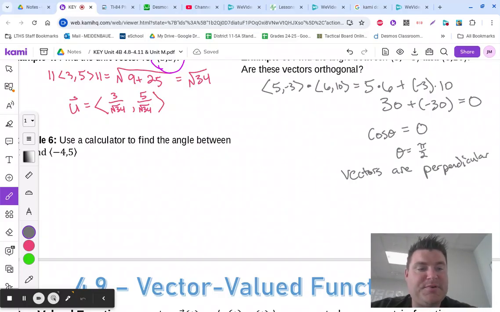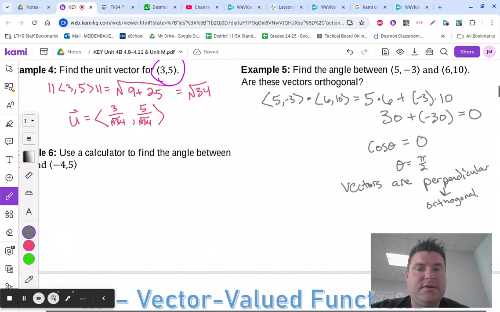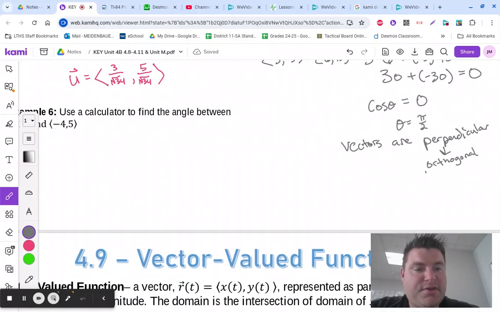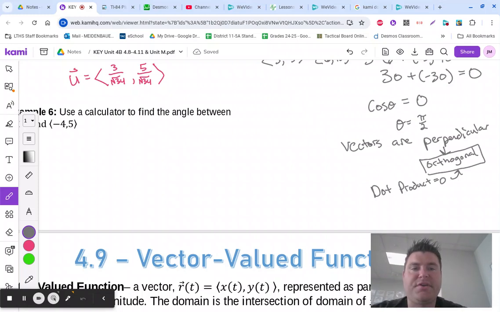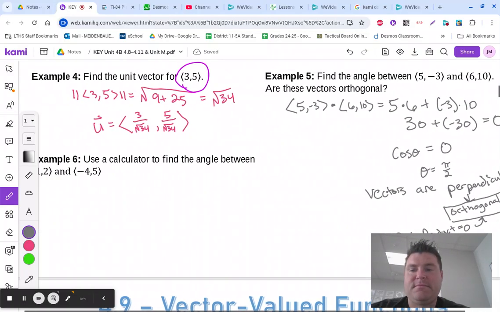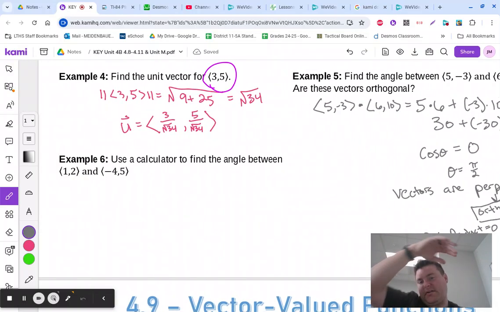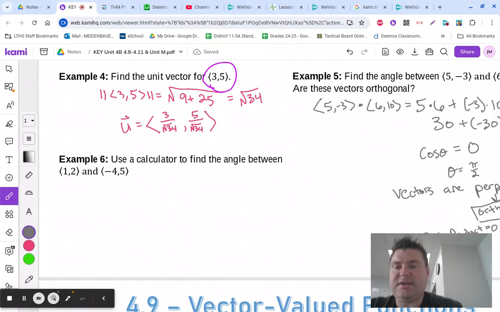And when vectors are perpendicular, that means that they are orthogonal. New big old word there. Okay, these vectors are orthogonal. How do you know if vectors are orthogonal? It's when you do the dot product, you get 0. So whenever the dot product equals 0, we are orthogonal.